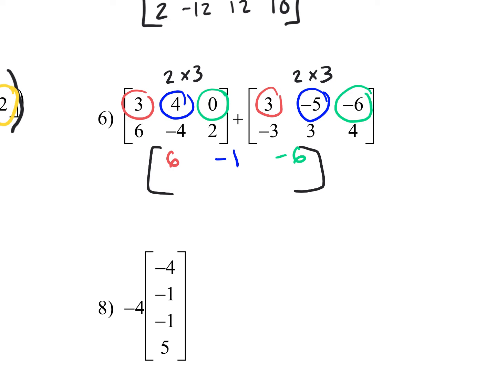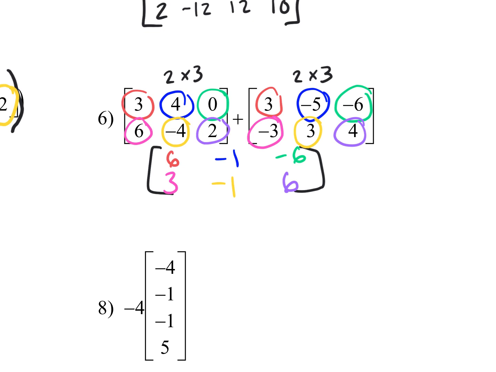Sienna, what should I do next? You add 6 and negative 3. So it's 6 plus negative 3. 3. Alan, what's next? Negative 4 plus 3 is? Negative 1. And Leo, what's last? 2 and 4. What's 2 plus 4? 6. Awesome. Any questions there?